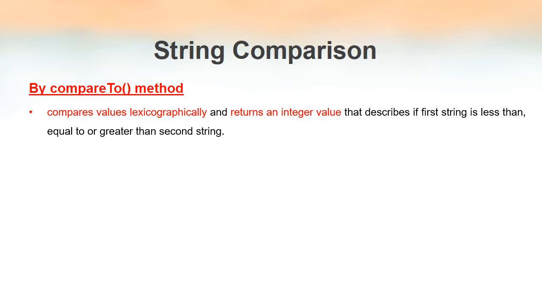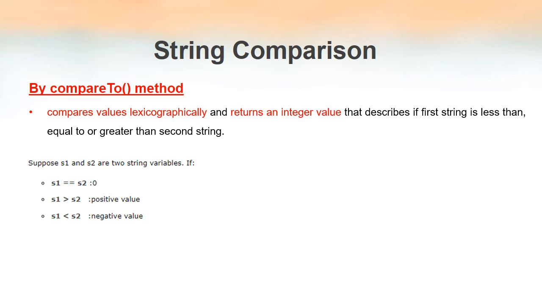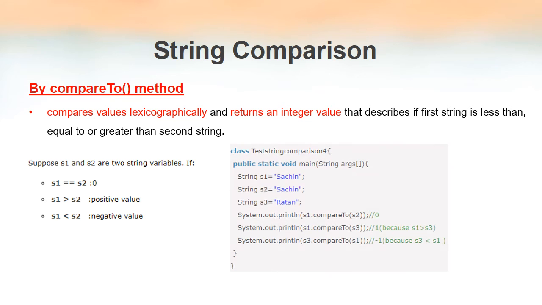So when we use this method, if the value returned by this method is 0, then it means that both the words are the same. If this method returns a positive value, that means the first string is greater than the second string, that is, the string S1 is coming after S2 in the dictionary. And if it returns a negative value, that means the first string, S1, is coming before the string S2 in the dictionary. That's the meaning of these integer values. We will see an example right now.